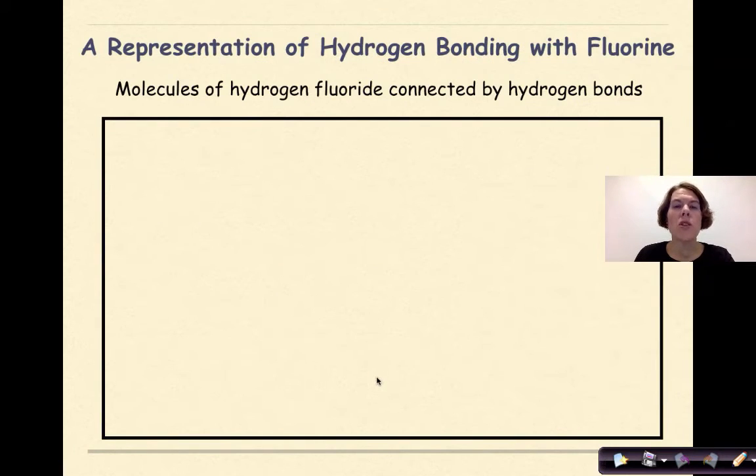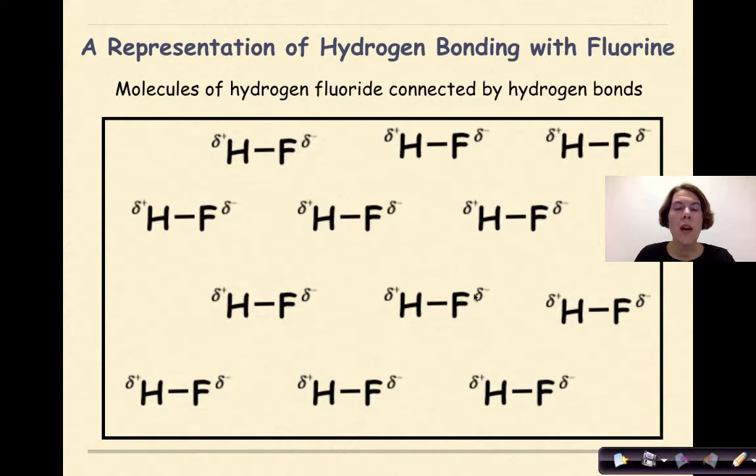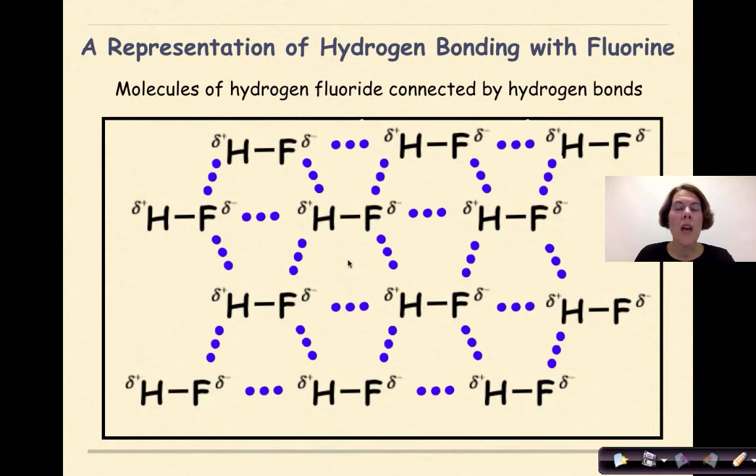Let's look at a representation of hydrogen bonding with fluorine. Specifically, we're going to look at molecules of hydrogen fluoride connected by hydrogen bonds. So let's add some molecules of hydrogen fluoride. So here we have our molecules of hydrogen fluoride. The hydrogen is slightly positive while the fluorine is slightly negative. When we add in our hydrogen bonds, again, we can see that the slightly negative of the fluorine is attracted to the slightly positive end of the hydrogen. And we see this repeating pattern all through this representation.